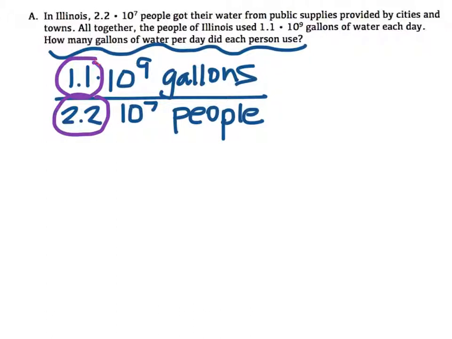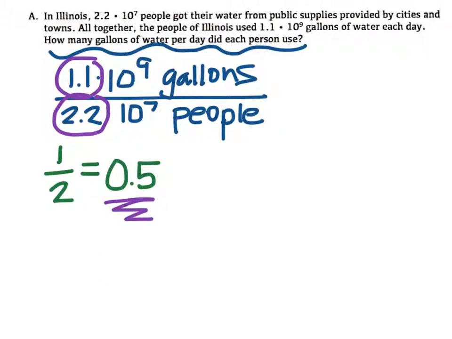So 1.1 divided by 2.2 is actually equal to just 1/2, which as a decimal is 0.5. So when we divide the coefficients, we get a result of 0.5. Now, 0.5 is not the answer to this entire division problem, but it's a good start.